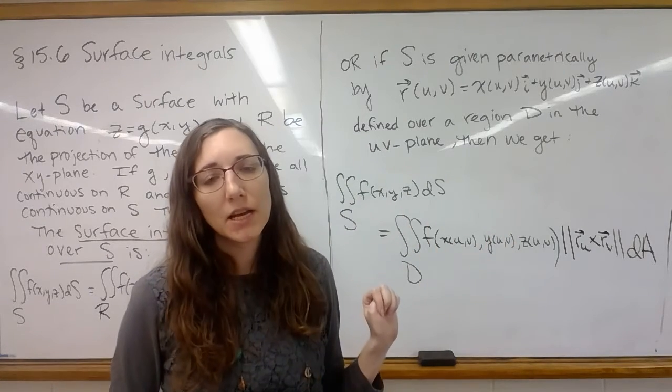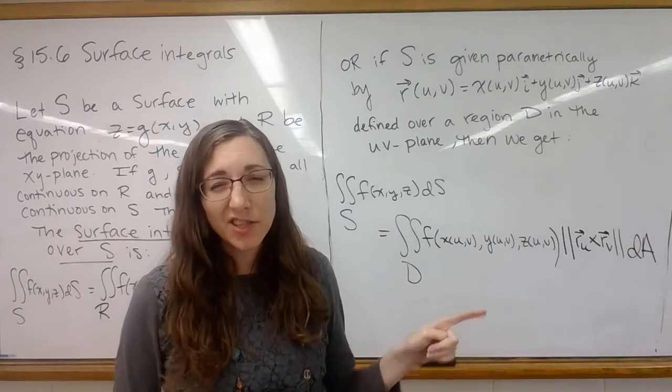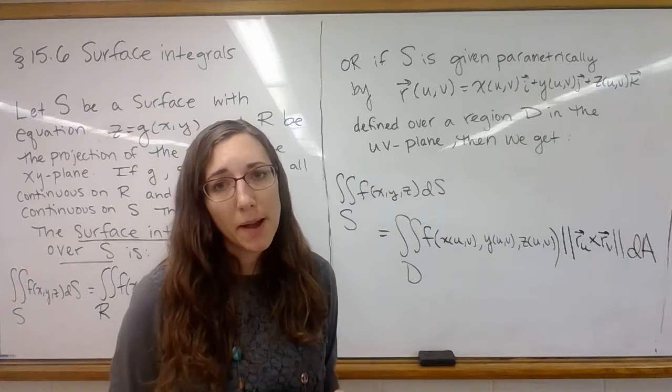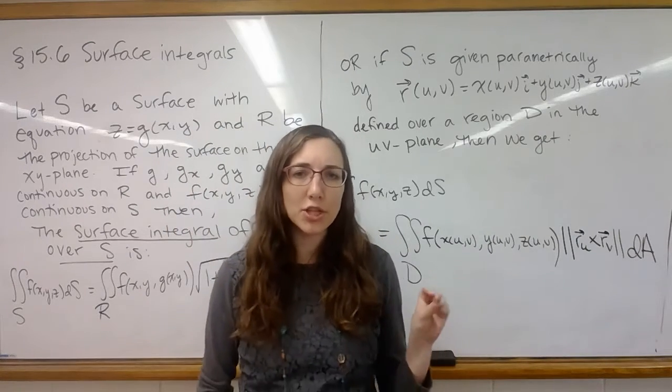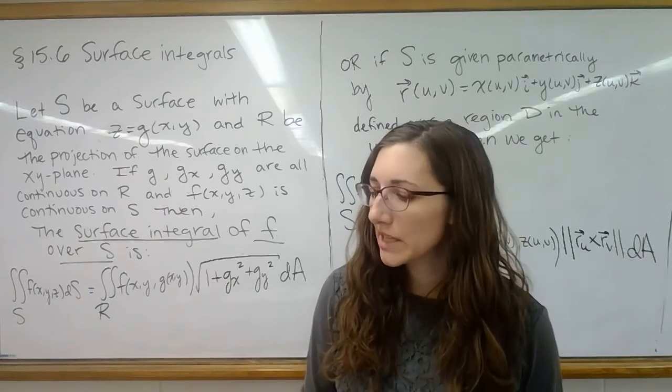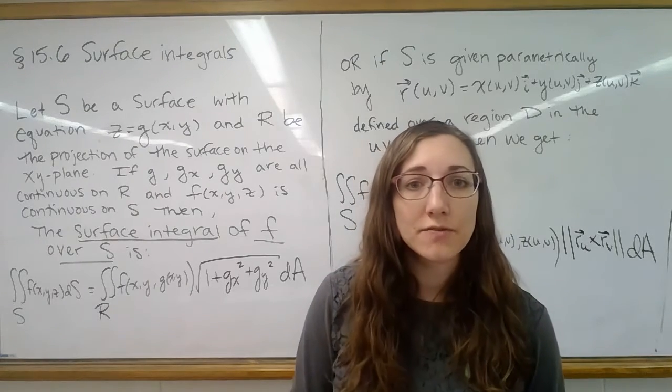Over here, turn it into a function of the parameters by plugging in the components of the vector valued function, and then again multiply by the portion that gives you the surface area to do surface integrals. So what we'll do next is just try some examples of surface integrals.